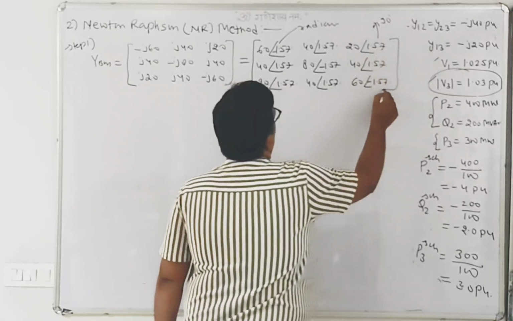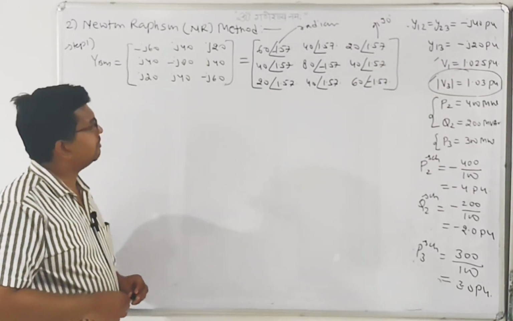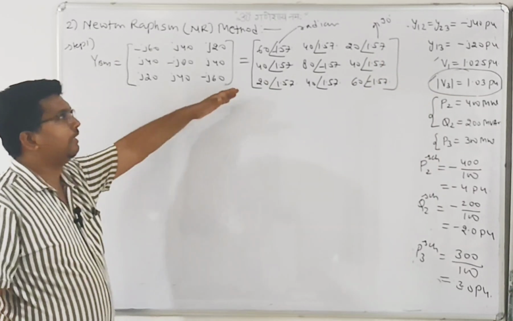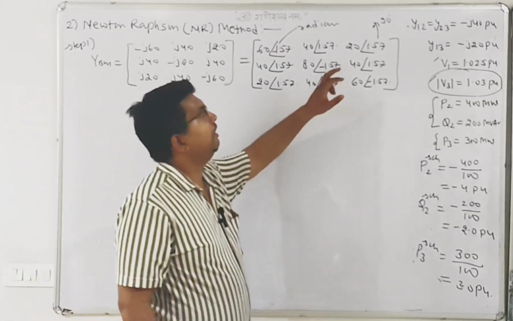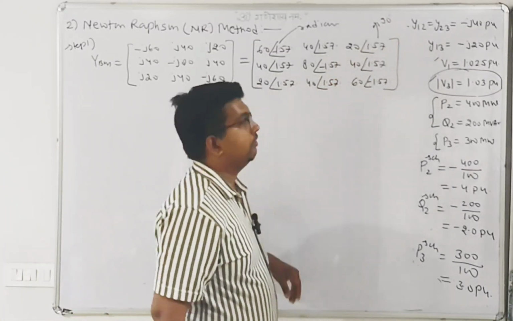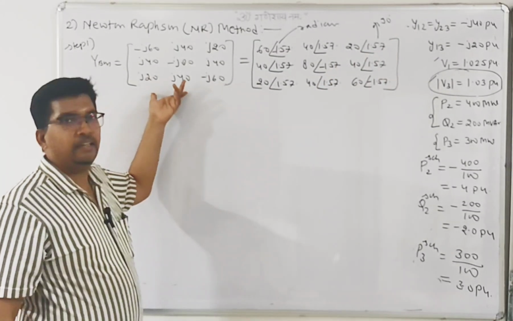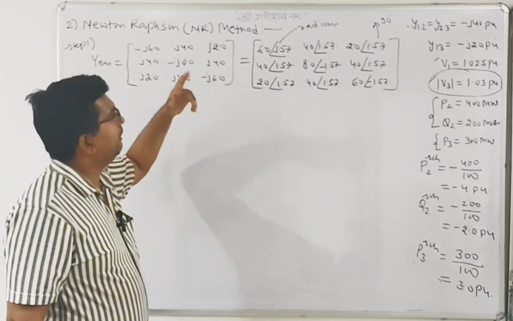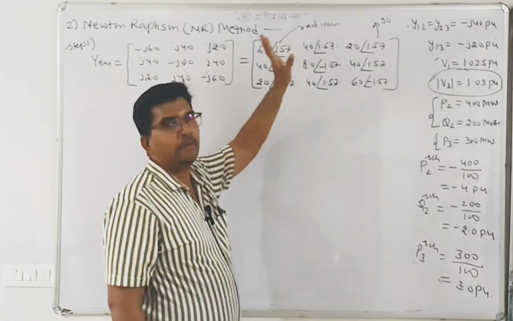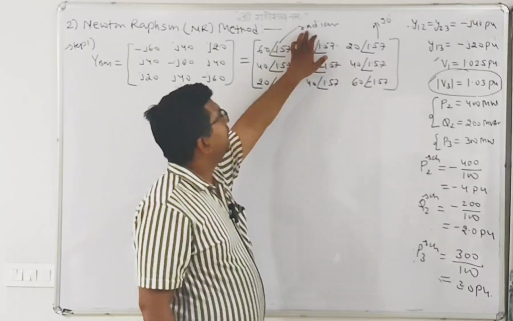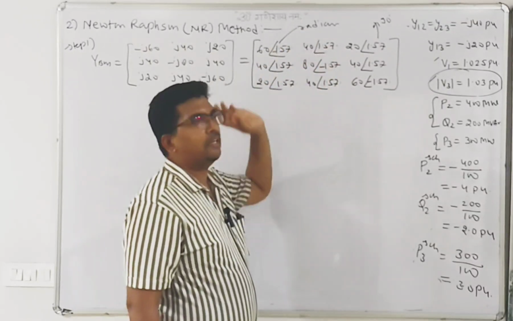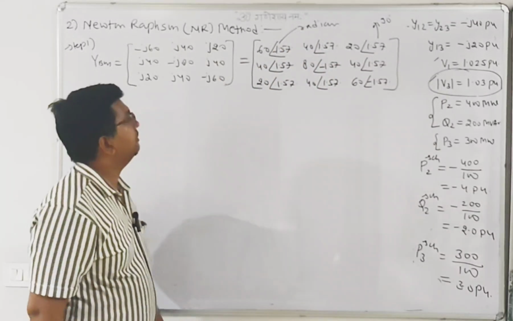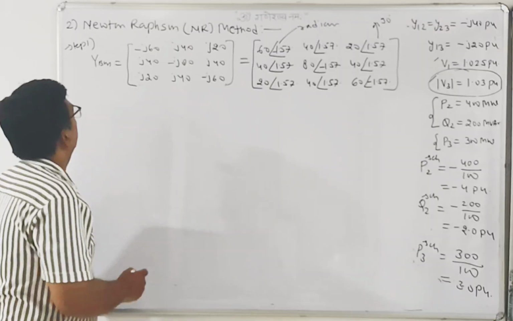This is the important thing. In the Y bus, we have to determine all the angles in radians, not in degrees. Now this is our purely reactive line, so that's why the angle in degrees will be plus 90 or minus 90, and the corresponding values in radians are 1.57 or minus 1.57. This is the first step.